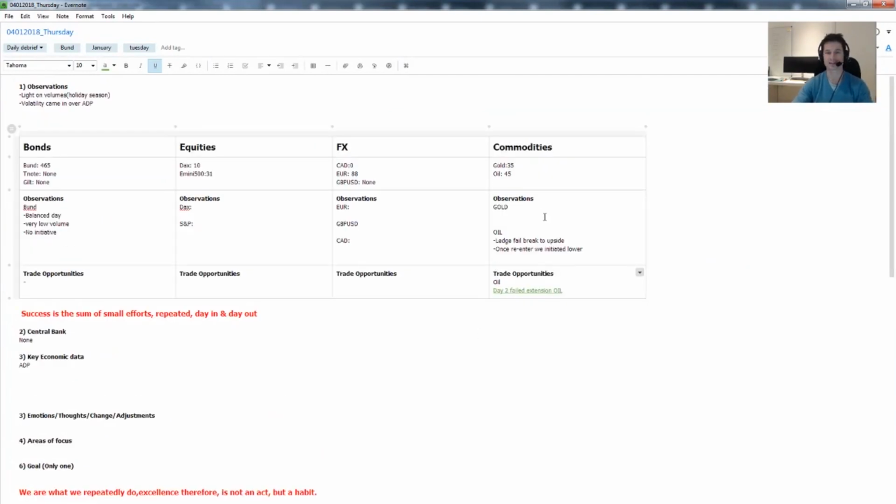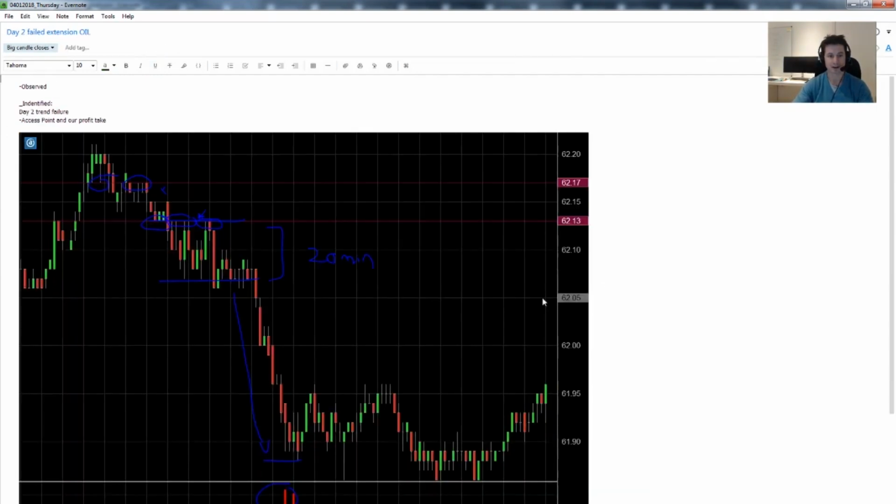So when I come back to this debrief page, when I come back to the 4th of January, whether it's this weekend or at the end of the month, I can very quickly click on it and bang, there's the trade strategy. I can pick up on that failed day 2 trend strategy. Now why this is crucial is because guess what? Day 2 trends are going to occur across multiple markets throughout the entire 2018.